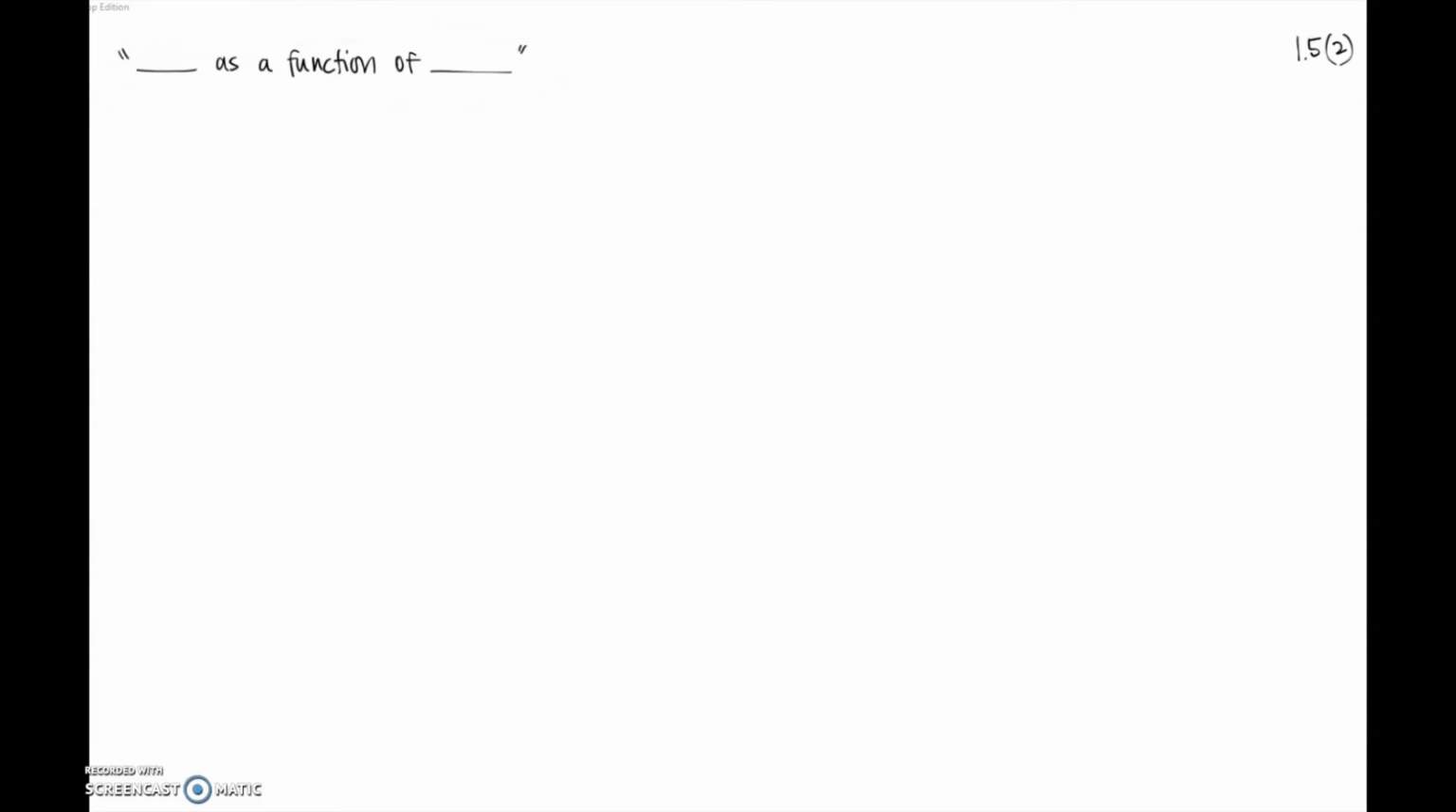Whenever you see something as a function of something else, this first word, whatever it is, is your output and this is your input. When you have some output as a function of, and then this is going to be your input. It might be something like salary as a function of hours worked. But when you see this phrase, as a function of, the thing that comes first is your output and the thing that comes second is your input. And you'll see that phrase.